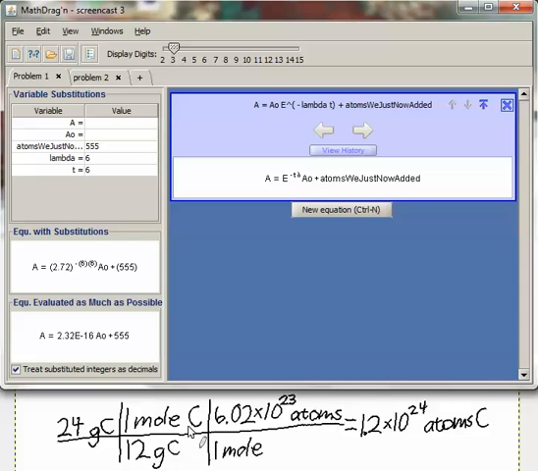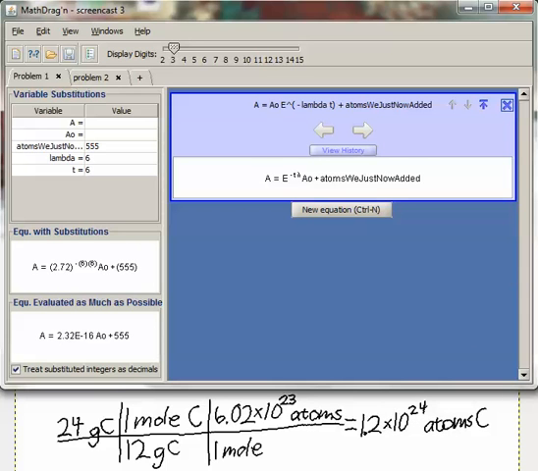That's the little number on the periodic table. And 1 mole always equals 6.02 times 10 to the 23 of anything. And then we get our answer when we plug it into the calculator. But we're not going to do the calculator, we're going to use MathDragon.